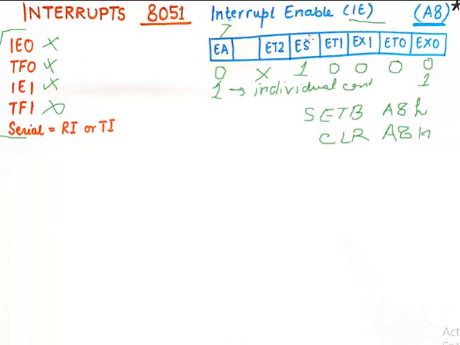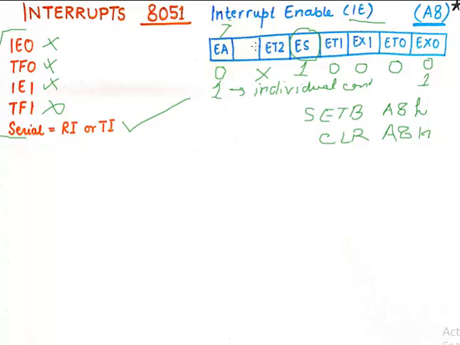However, if we wish to clear A8, we'll use this command. Alright, so we intend to keep only this bit as 1 because in this hypothetical situation, I only want the serial communication to work and all the other interrupts to be disabled. So that is how you do it.